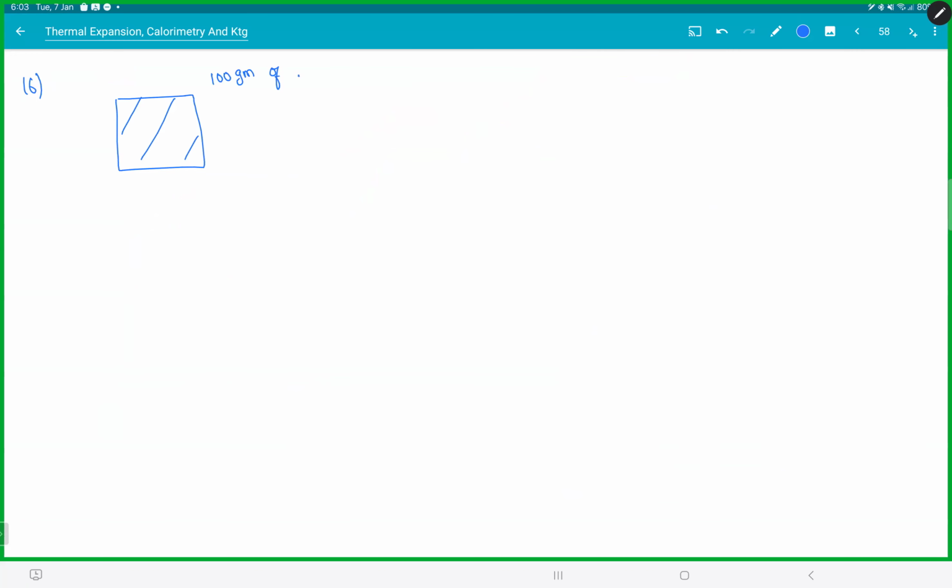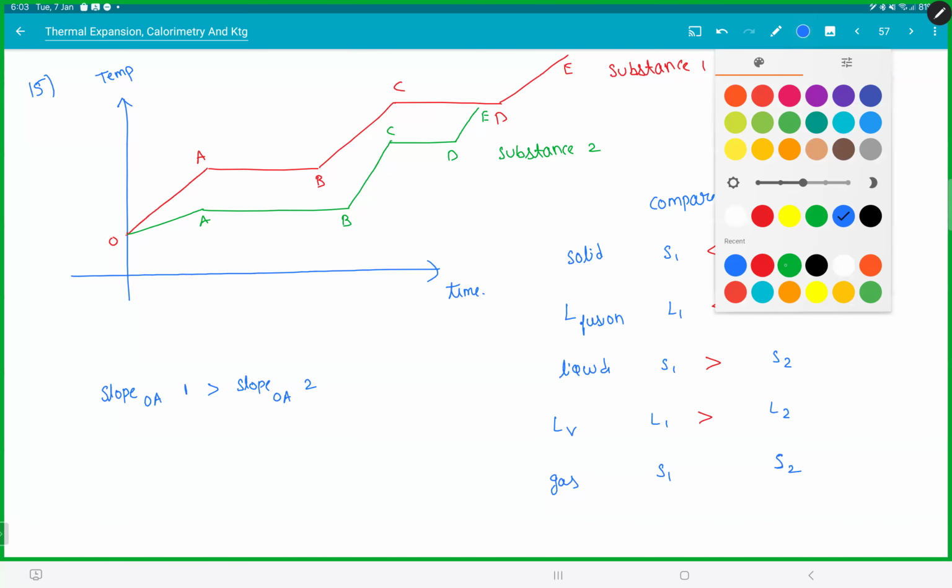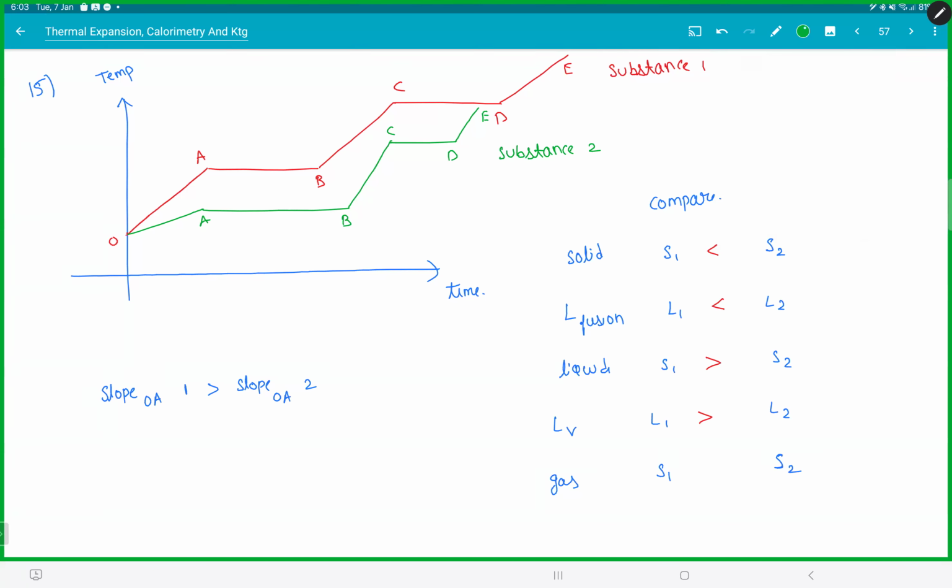We have 100 grams of ice at minus 50 degrees. How much heat is required for a gas? Who has more slope? I wrote wrong. S1 greater than S2. D ka slope is more. You're right.